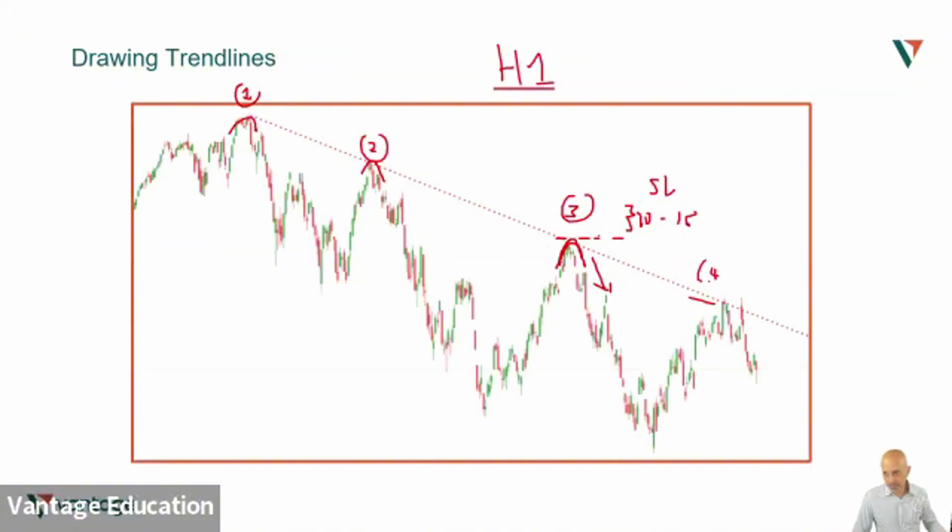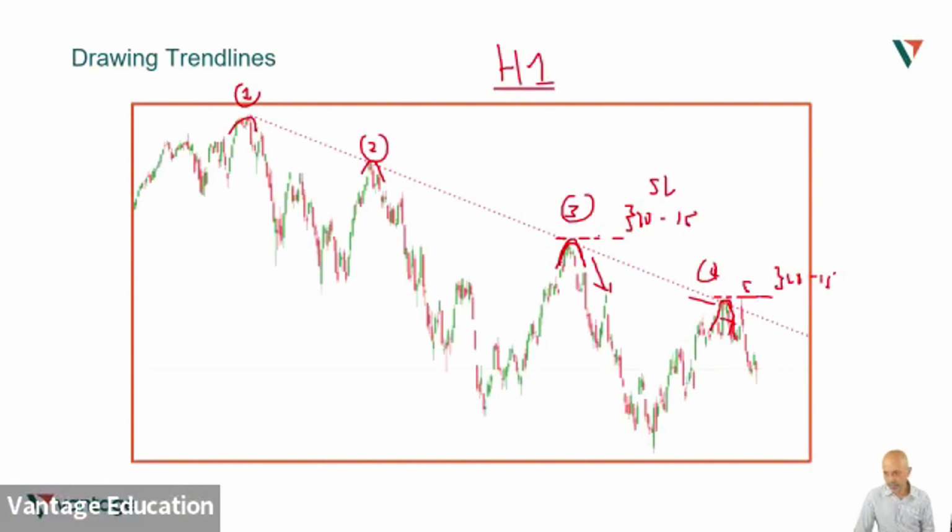Then as price rises up towards the descending trend line at point number 4, once again, the bearish reversal does indeed play out. So we open a short position once again. But remember, because this is the most recent swing high here, right? At point number 4, we would place our stop loss 10 to 15 pips above the swing high resistance.